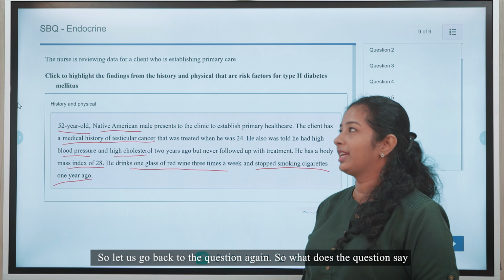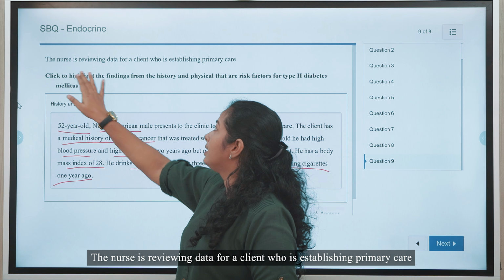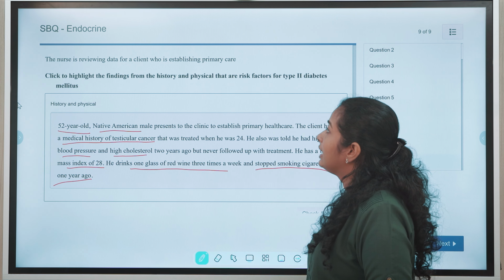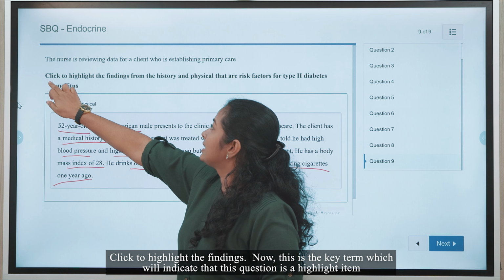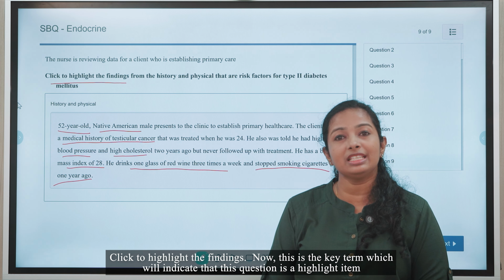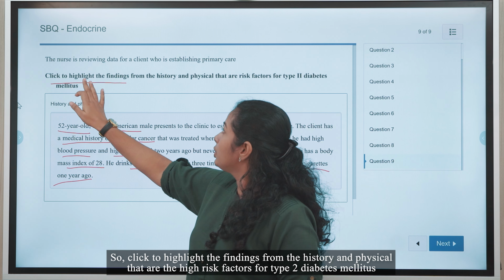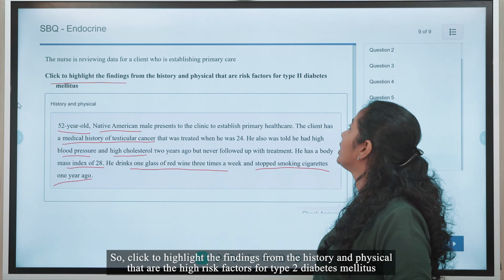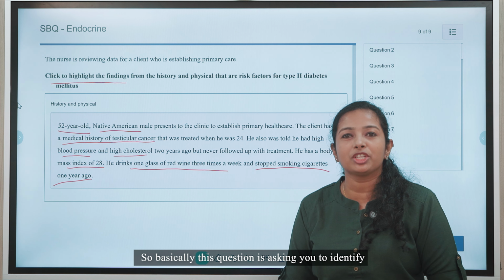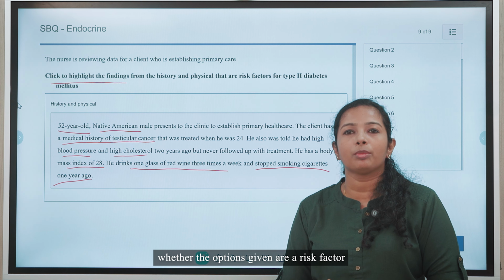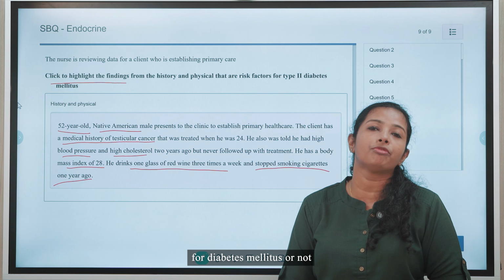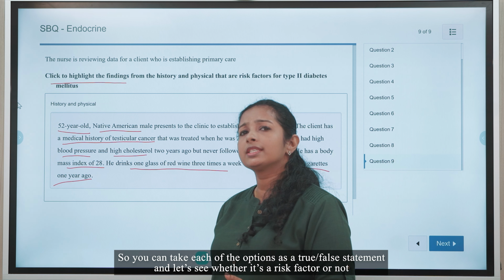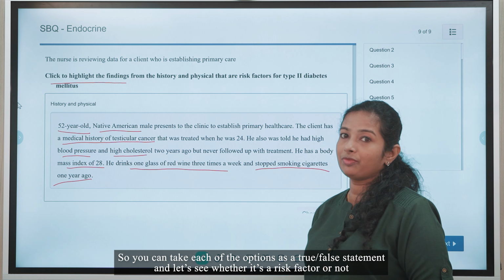So let's go back to the question again. So what does the question say? The nurse is reviewing data for a client who is establishing primary care. Click to highlight the findings. Now this is the key term which will indicate that this question is a highlight item. So click to highlight the findings from the history and physical that are the high risk factors for type 2 diabetes mellitus. So basically this question is asking you to identify whether the options given are a risk factor for diabetes mellitus or not. So you can take each of the options as a true-false statement and let's see whether it's a risk factor or not.